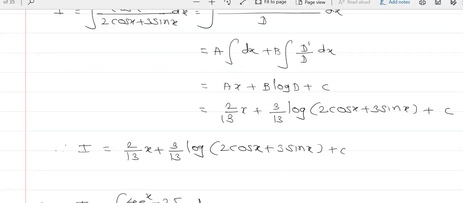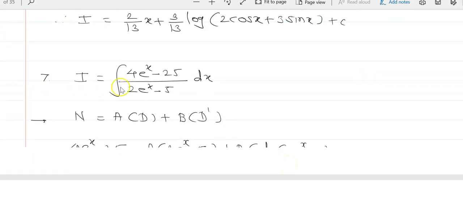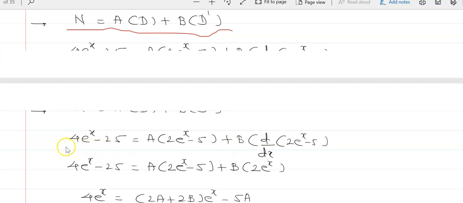Now the next is, see this again here. I is equal to the integral of (4e^x − 25) upon (2e^x − 5). Again, this numerator is equal to a into D plus b into the derivative of the denominator, that is D'. Therefore, we have expressed this, that is 4e^x − 25, as a into (2e^x − 5). This is the first. Here is its derivative: what is the derivative of 2e^x − 5? That is 2e^x, the derivative of 5 is 0.